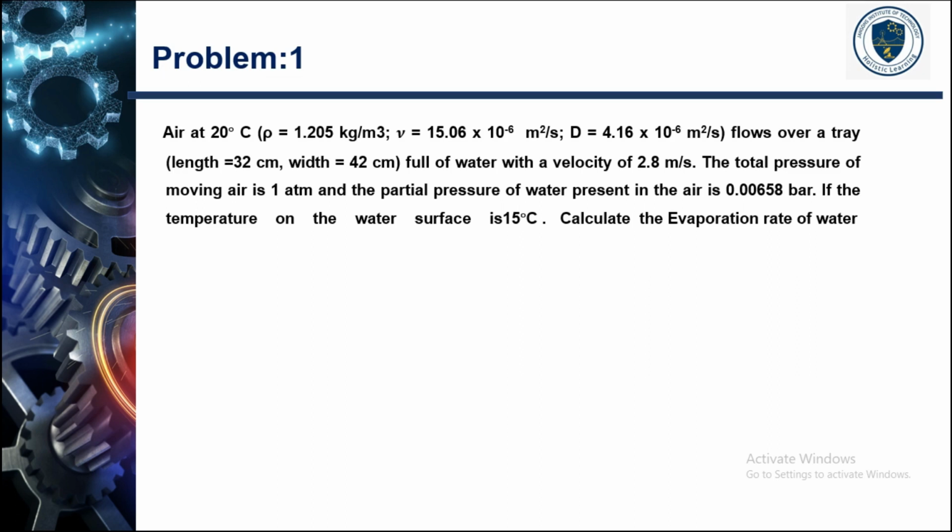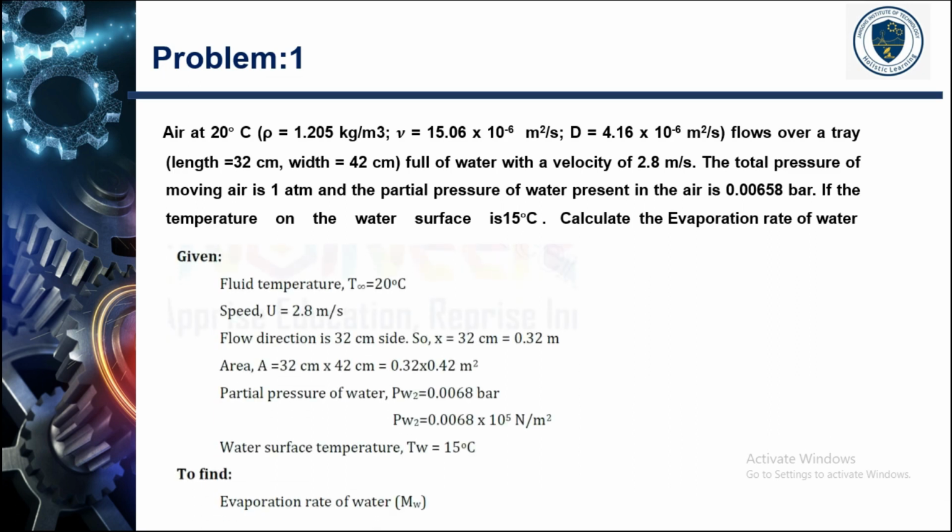So first we have to find the convective mass transfer coefficient. So we have to write the given data: the fluid temperature, velocity, and flow direction, which is taken as x. We consider the 32 centimeter length as x. Then the area is calculated. Then the partial pressure of the water vapor is given here, that is 0.0068 Newton per meter square into 10 power 5. Then the water surface temperature is 15 degrees Celsius. So we have to find the evaporation rate.